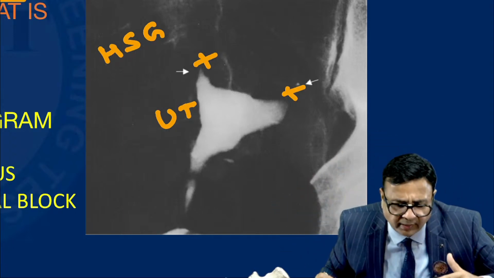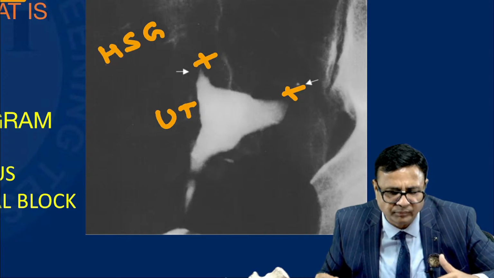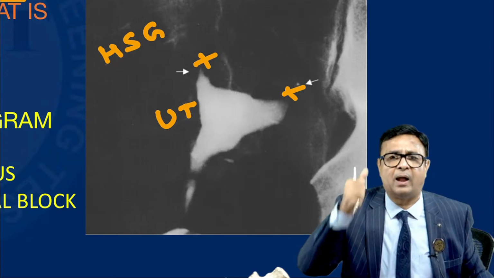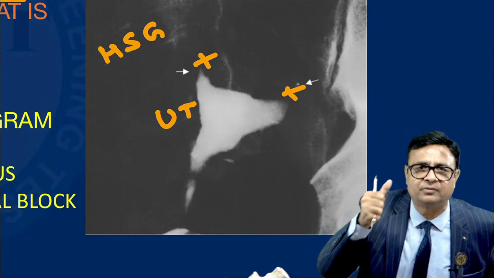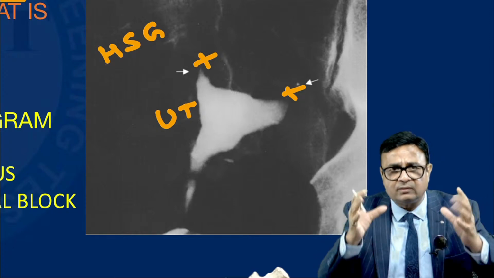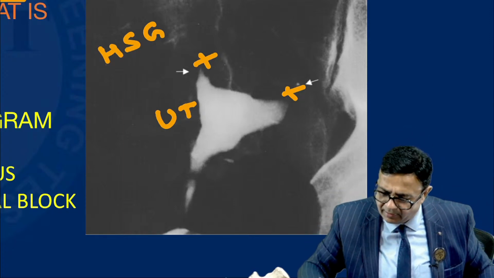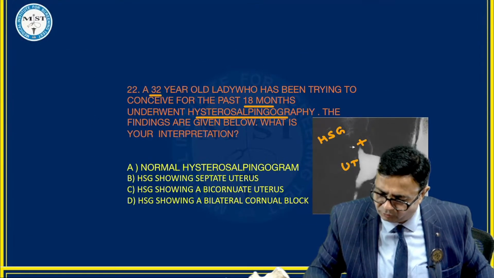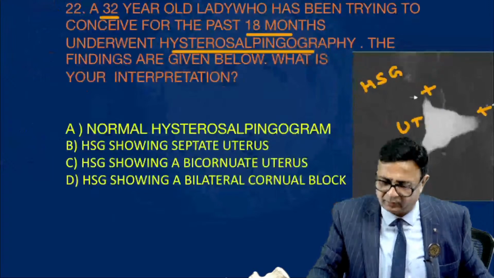What is this block? Can you answer? This is a bilateral cornual block. Everyone is answering D. I am so happy. This is the case of bilateral cornual block. These HSG images are very important. Let me show you a few other HSG images after cracking this question.